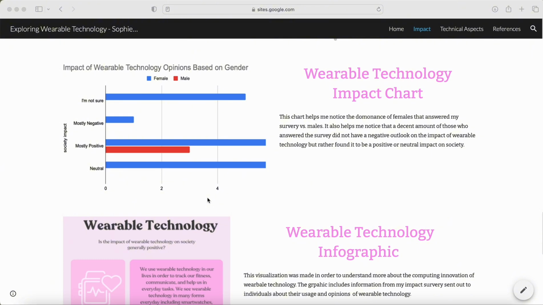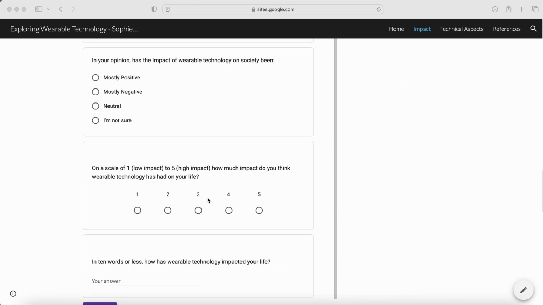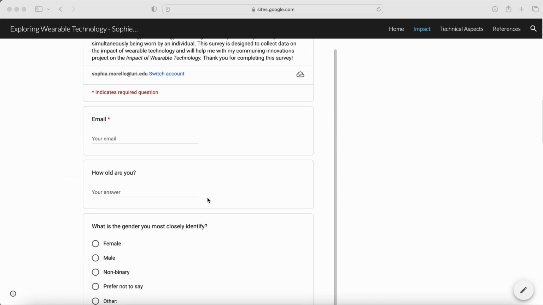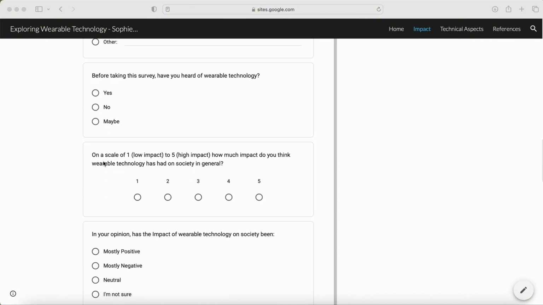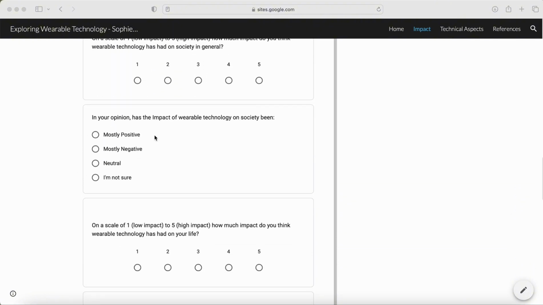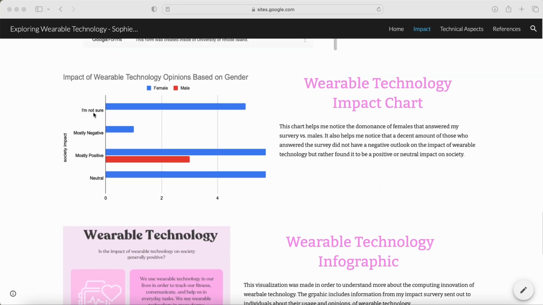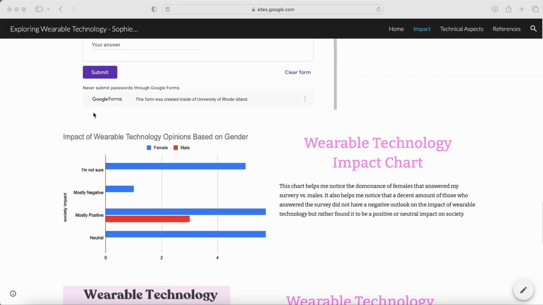So the way I gathered this was in each one of the surveys that I sent out, I asked everyone for their gender, and I asked them whether or not they thought it had a positive impact, negative, neutral, or they weren't sure. And this is how I created this graph. I then used the sheet that I had gotten from this to create a Google chart, and I chose to do a bar chart for this.